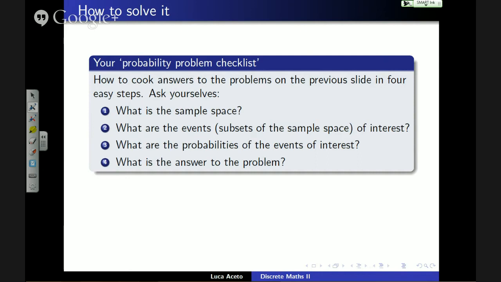All we needed to do was plug in the probability for E intersection F and for F in that formula, and we got the answer. Okay, that's the checklist. So let's put it to work.